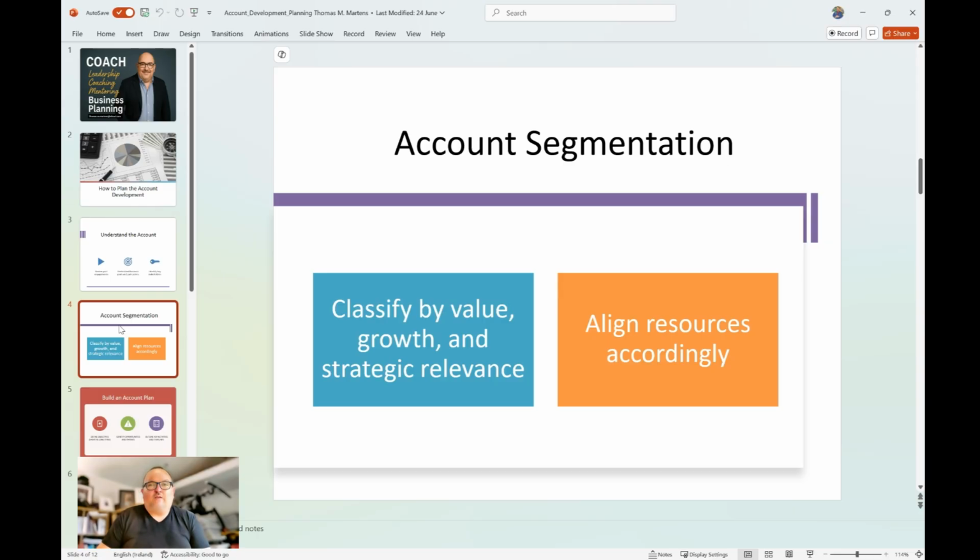And see what kind of resources you have. So align resources accordingly to look at what kind of opportunities you have, and what kind of resources you need to close those, or to make those opportunities a win. This is very important, that you have a team in the backbone.